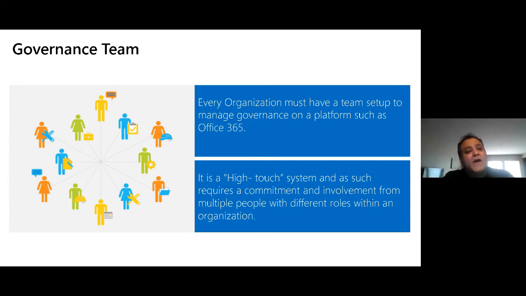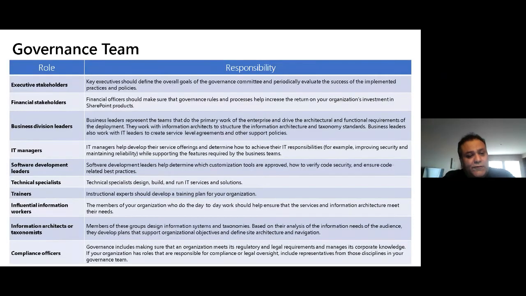So what comprises a governance team? The first thing we have to understand is that you have to have executive stakeholder buy-in. It's imperative that stakeholders within the organization, within the divisions, within the departments are all bought into this idea that they have to govern their content, because they are going to be held accountable for it.